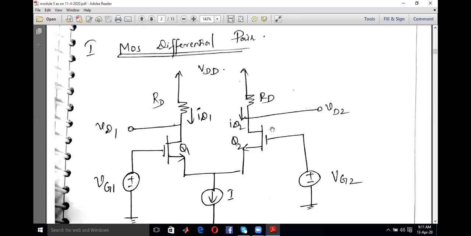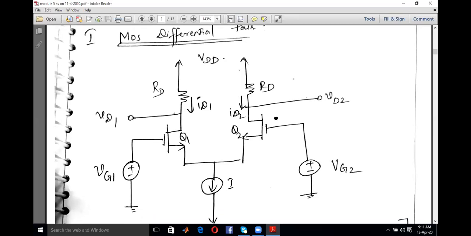Now, the MOS differential pair. So this is the actual circuit diagram of the MOS differential pair, which we will be dealing with all through this particular module. So be thorough with the circuit diagram, and if you have any doubts, you can ask. Okay, so as I told you, you have two stages. One stage consists of the transistor Q1. The other stage consists of transistor Q2, and that is a MOSFET. Okay, to be specific, it is not a transistor, it is a MOSFET.